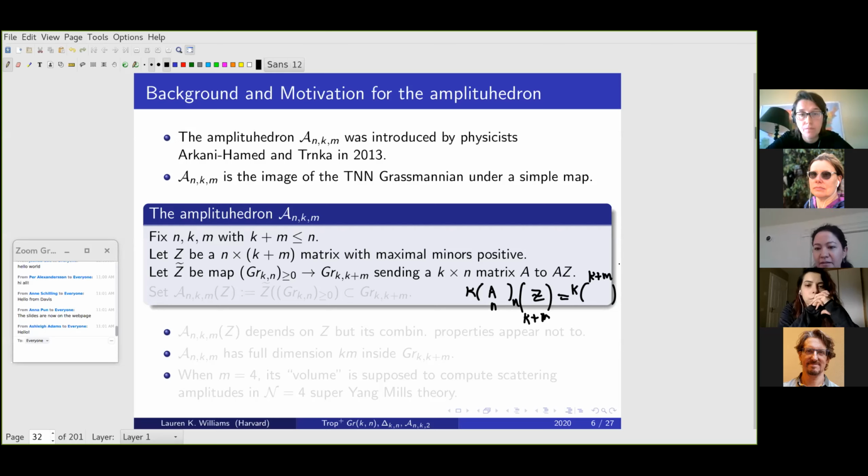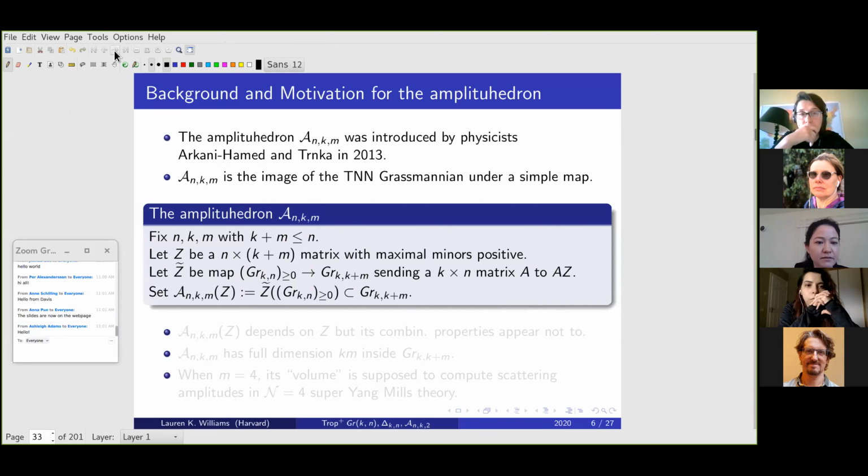The result, which is not obvious, is that this matrix is full rank and hence represents an element in the Grassmannian of k planes in k plus m space. So Z tilde is just a map from the TNN Grassmannian to another Grassmannian induced by matrix multiplication. And then the amplituhedron, A sub nkm of Z, is the image of the TNN Grassmannian under this map. So it's a subset of the Grassmannian of k planes in k plus m space.